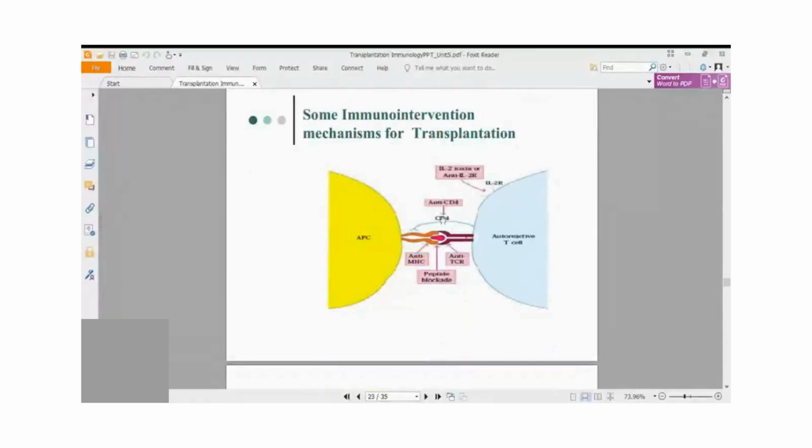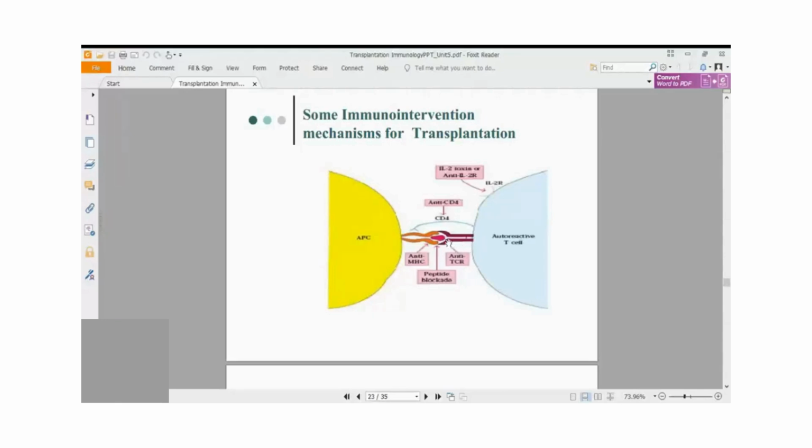Similarly, there are monoclonal antibodies available to block the CD4 receptor, and by blocking CD4 receptors, the signal 1 responsible for T cell activation can be blocked. Similarly, there are monoclonal antibodies that bind to the antigenic groove of the TCR, the T cell receptor. By binding to the antigenic groove of the TCR, that TCR will be unable to receive the signal of the antigen that is presented by MHC, thereby preventing the T cell from getting activated.